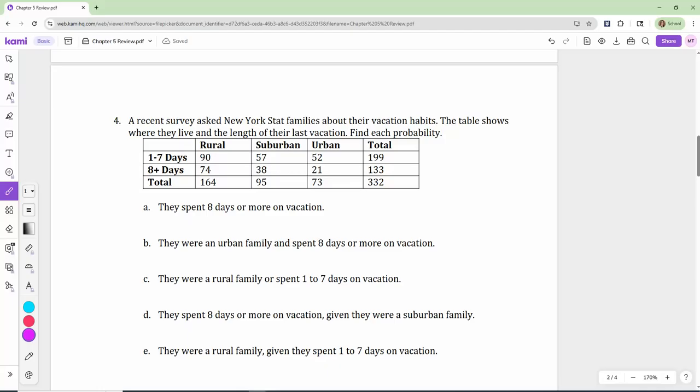A recent survey asked families about vacation habits. The table shows where they lived and the length of their last vacation. Find each probability. Part A: they spent 8 or more days on vacation. On this one, you are given your totals, so make sure you watch that. This is the total, and this is the total. If I said 8 or more days, how many spent 8 or more days? Out of how many total?